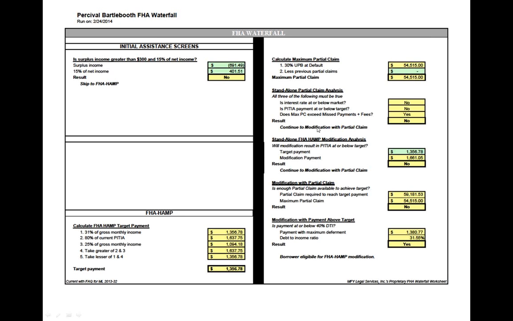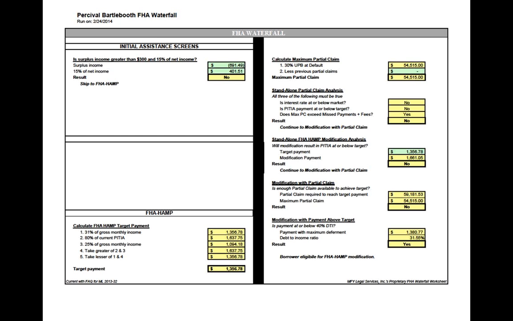So the next thing we have to do is to calculate the maximum partial claim. So the maximum partial claim is 30% of the unpaid principal balance at default. The worksheet had estimated that the unpaid balance at default was about $180-something thousand. 30% of that comes out to about $54,000. Then we go to step 1 of the FHA HAMP waterfall.